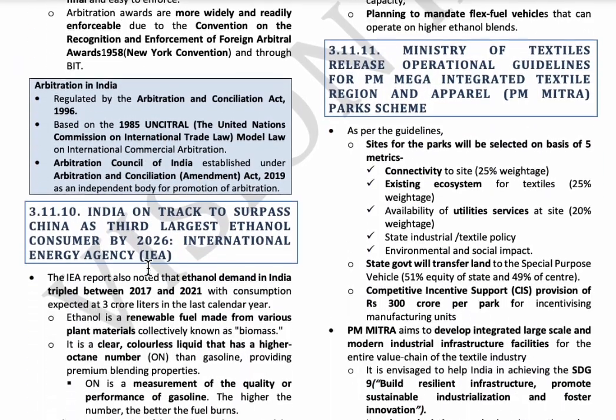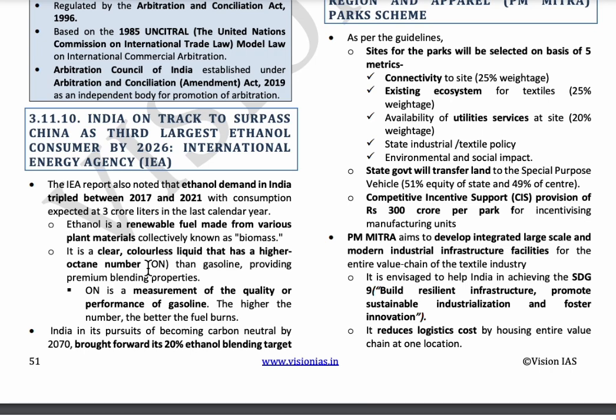The next topic is India on track to surpass China as third largest ethanol consumer by 2026 as per International Energy Agency. So here, to reduce the release of carbon, India blends 20% of ethanol, which is a renewable fuel, with the petroleum. So ethanol is blended with petroleum. How much percent? 20% of ethanol. So as per the reports of International Energy Agency, India is going to overtake China in ethanol consumption by 2026.